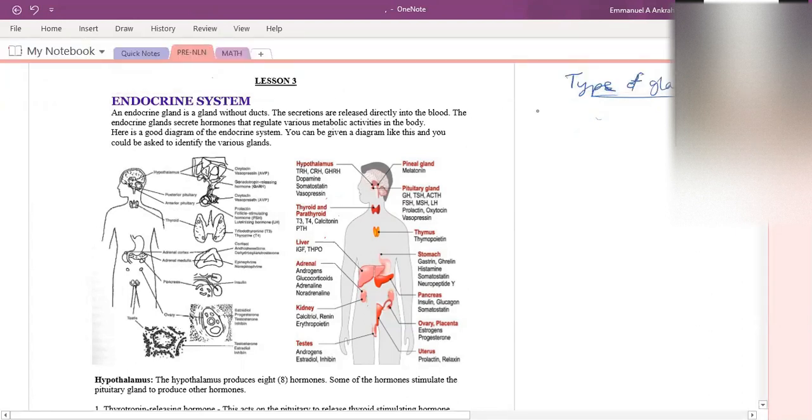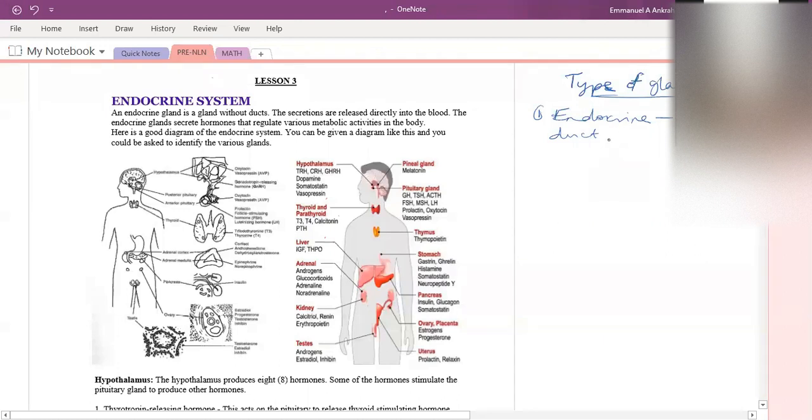All right. So the first type of gland is known as the endocrine gland. Now, endocrine gland means that that gland has a duct. So duct is the opening through which it releases its secretions, what we call the secretions.